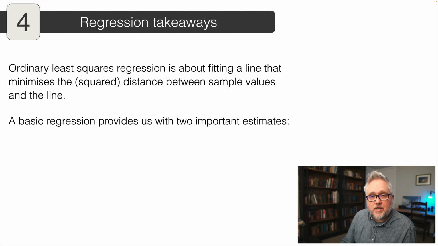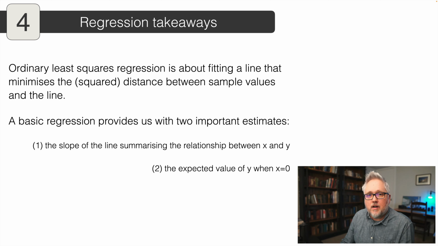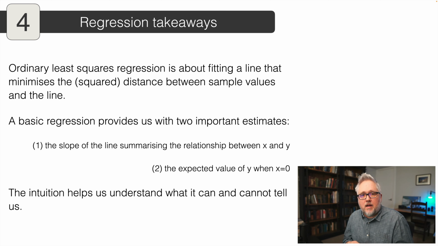This regression gives us two important estimates. First, the slope of the line, summarizing the relationship between your x and y variable, and then the expected value of your outcome when your variable of interest, here unemployment, x, is equal to 0. And the intuition behind how it's calculated, the fact that it's trying to draw the line that minimizes the squared difference between the predicted value and the actual observed values, helps us understand what this regression can and cannot tell us.